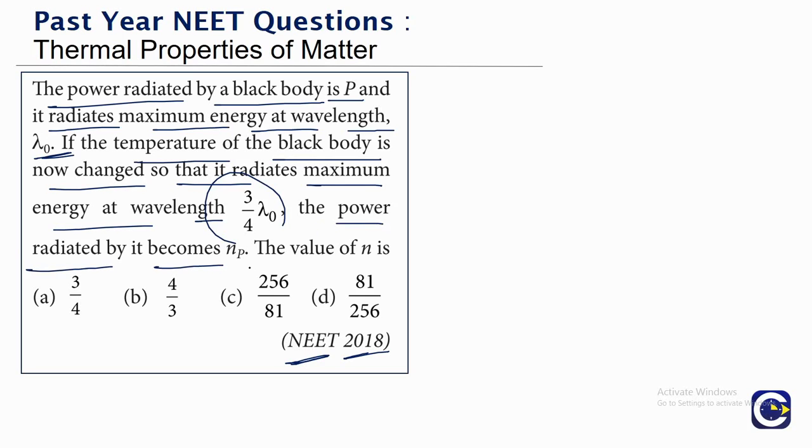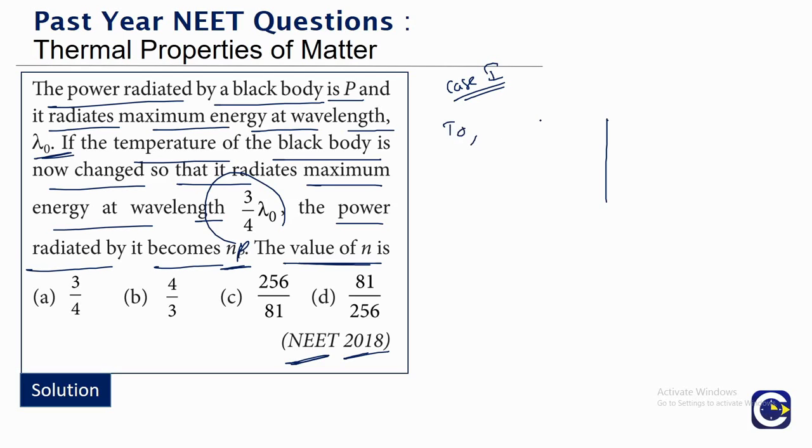the power radiated in the second case is N times of P. It is not N subscript P, it is N times of P. So original power radiation is P. Now it is N times of P. They are asking what is the value of this N. So look at it. We have two cases. Case 1: let us say the temperature of the black body is T naught on the Kelvin scale. Here the radiation power is P, and the wavelength with maximum intensity is lambda naught. Second case, the power is becoming NP and the maximum energy radiation is at 3 by 4 lambda naught. So here we need to find the temperature. So you'll use what?